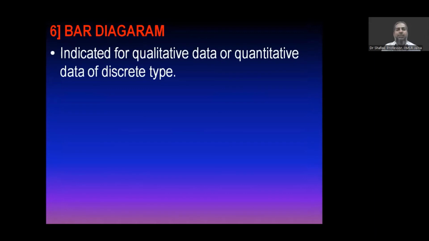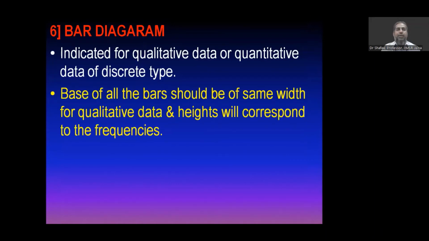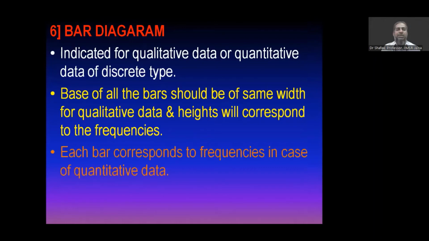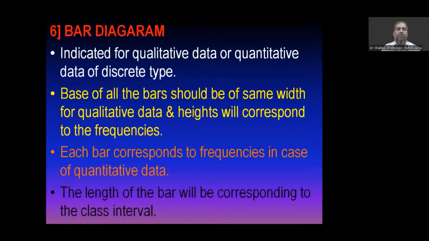Now last is the bar diagram. This diagram is most commonly used, and it is indicated for qualitative data or quantitative data of discrete type, not for the continuous type of data. The base of all the bars should be of the same width for qualitative data, and heights will correspond to the frequency. So we have the base or width of the bar, and the height of the bar will indicate the frequency. Each bar corresponds to frequencies in case of quantitative data.